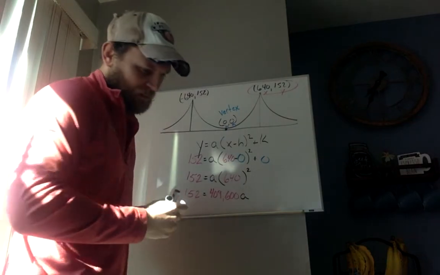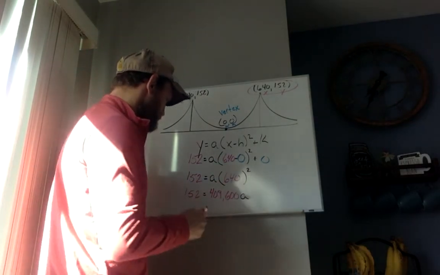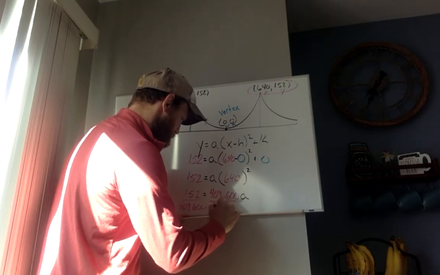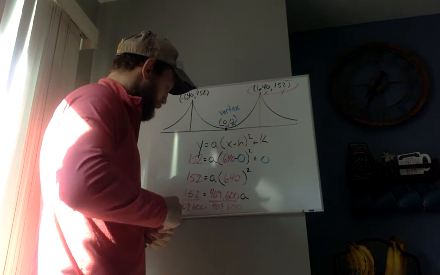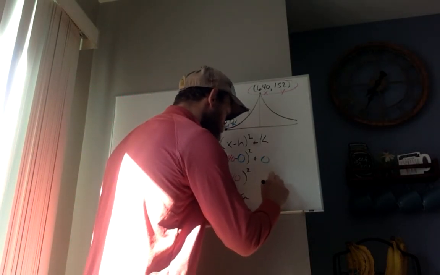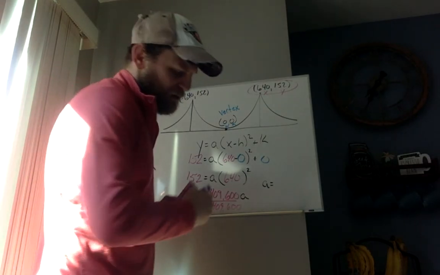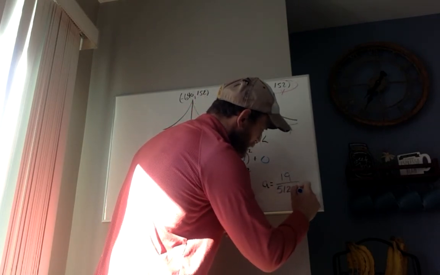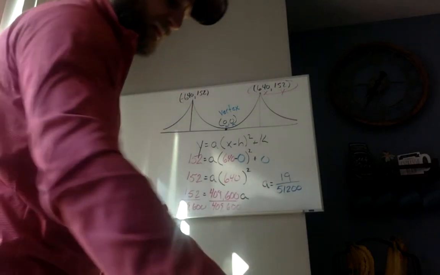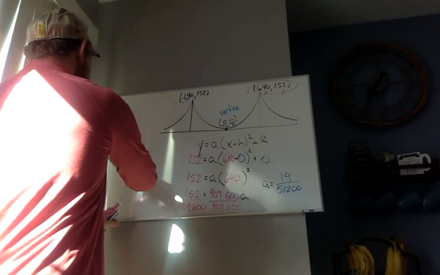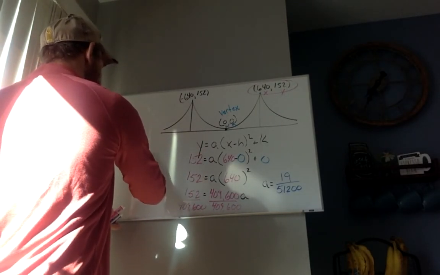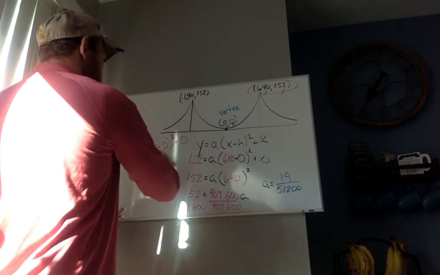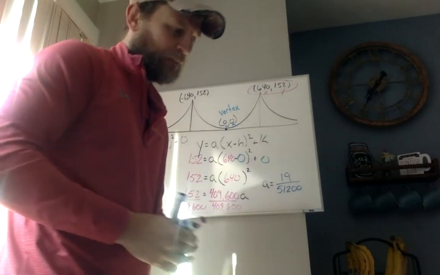And a. So now I divide by 409,600. And I get a equals, and I write it as a fraction, 19 over 51,200. So my final answer for the equation would be y equals 19 over 51,200 times (x minus 0) squared plus 0. And I could even clean that up, but I want to keep it in that format for you.